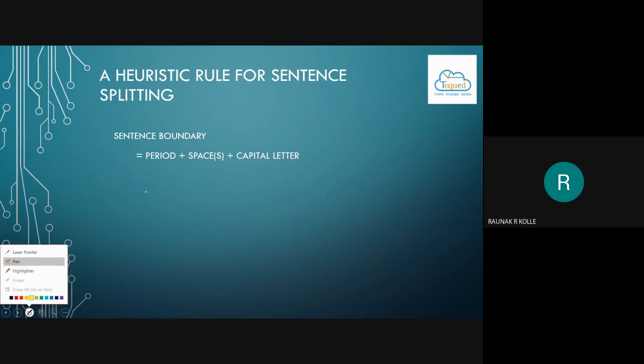As we often know, the general format of a sentence ends with a full stop, and there's a space, and then it starts with a capital letter immediately after that. So this demarcates a sentence here, and a full stop demarcates the end of a sentence because there is a space after the full stop, and the next word begins with a capital letter.